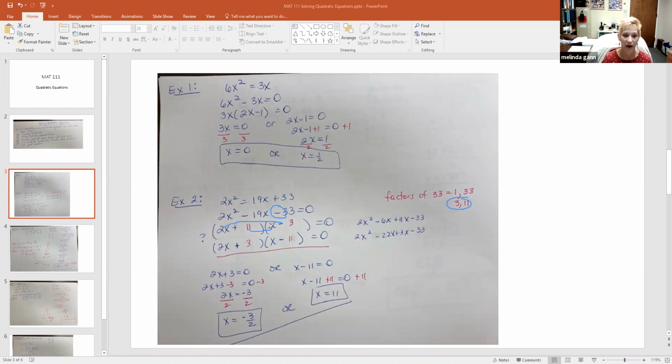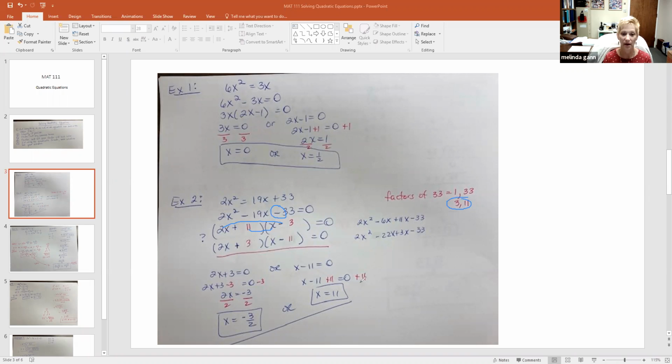What if I put the 3 there and the 11 there? Well, I still get the 2x squared, but this time I get a minus 22x and a plus 3x. And look, minus 22 plus 3, remember when the signs are different, you subtract, gives me a negative 19, and that's what I needed. So this ended up being the one that was right. So then either this one is 0 or the second one's 0, and I just solved it.